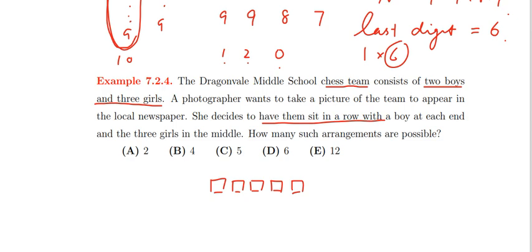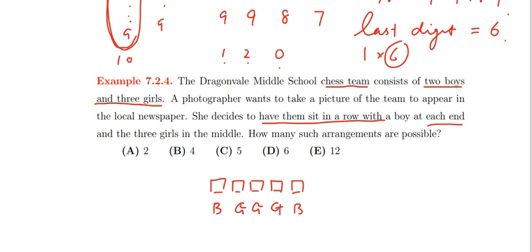So a boy at each end. So this position should be a boy. This position should be a boy. Then those are girls. Like that. So the question is how many ways?